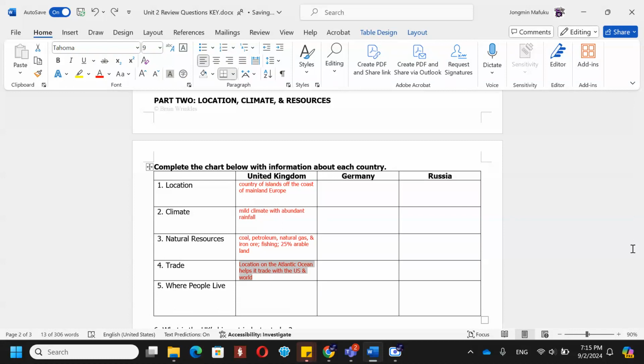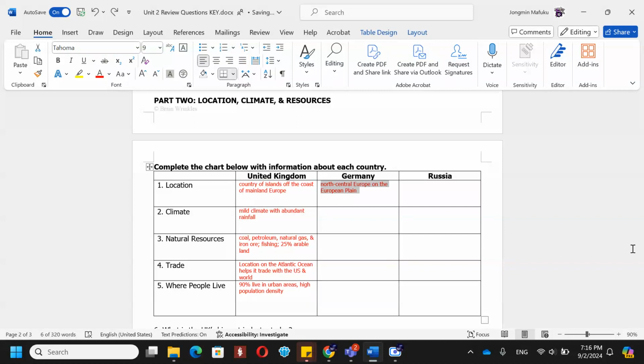Trade. Because the United Kingdom is an island on the Atlantic Ocean, it is good for trading with the United States and the world. Where do most people live? Most people live in urban areas, with high population density in London, and we learned that urban means city. And we learned people want to live where it's comfortable, where it's convenient. We even did a little survey with our class where we learned 85% of our classmates wanted to live in an urban area. So, yes, people want to live where it's comfortable.